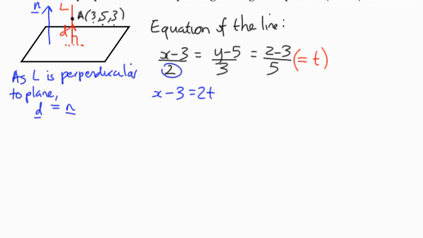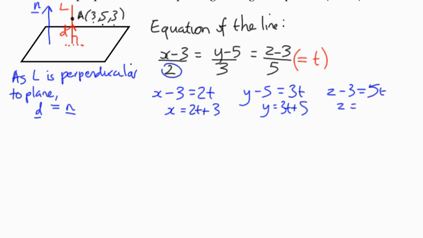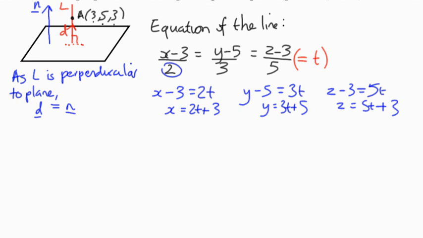Hopefully you're familiar with changing from symmetric to parametric form. If not, go back and study it, because I'm not explaining it here. So we've got our three parametric equations, which is the same form of the line. Okay, so we've got our three expressions for x, y, and z in terms of t.